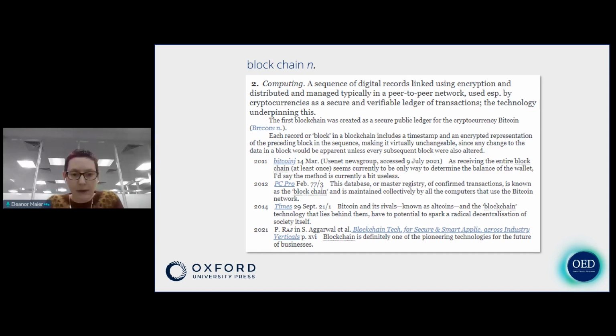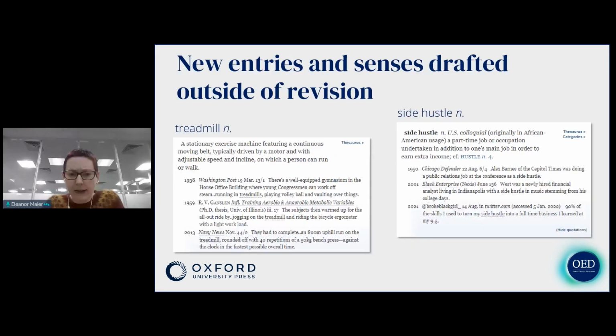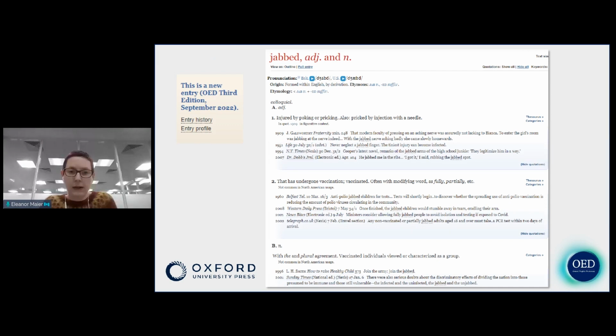But the second category of new items is senses and entries completely unrelated to the revision process. And we've got some examples here. We've got treadmill, the familiar sense of a piece of equipment used in the gym. Side hustle, which has come to prominence fairly recently, though it goes right back to 1950. And we also draft entirely new entries, such as this entry for jabbed, which we didn't have an entry for, the adjective jabbed or the noun, as in those who are jabbed, the jabbed. But we saw that usage had increased a lot as a result of the COVID pandemic and vaccination programs.